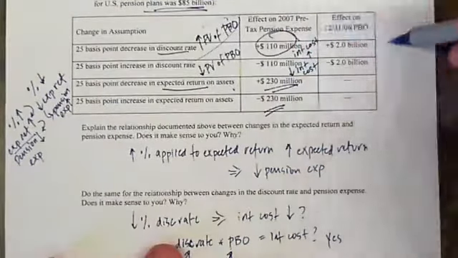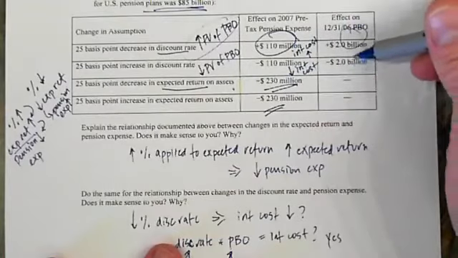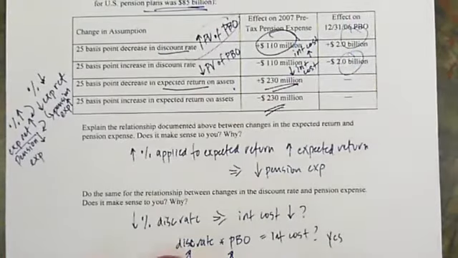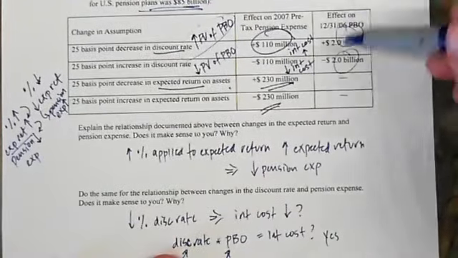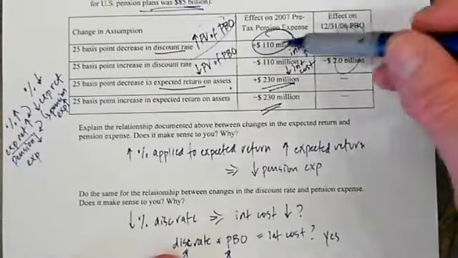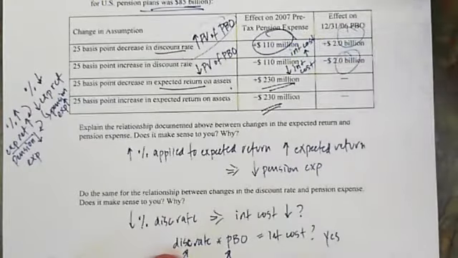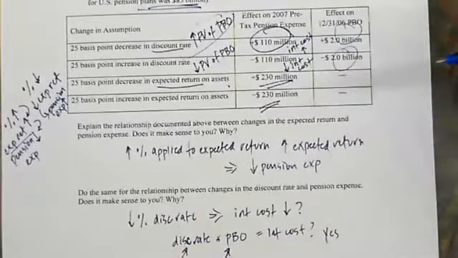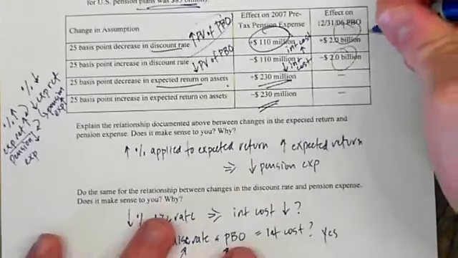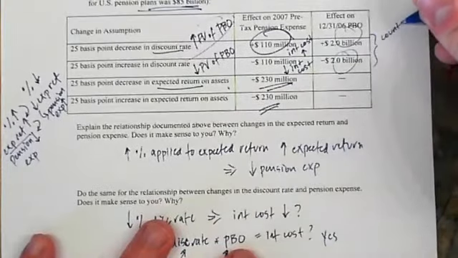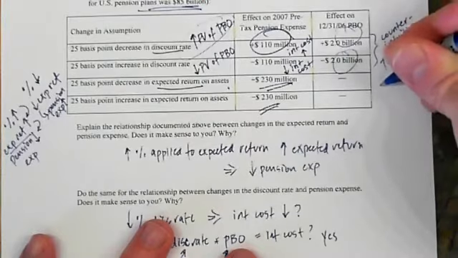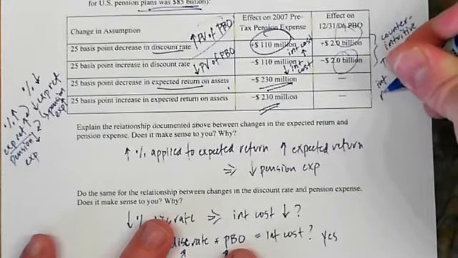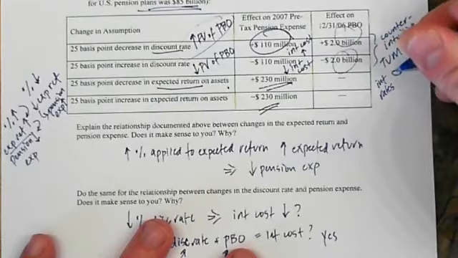Notice the difference here. $2 billion of an effect on the PBO. That means that 0.25% of a rate affected it by $2 billion, whereas it only affected the pension expense by 110. Okay. So a counterintuitive effect you really have to puzzle through, and the reason it makes sense in the end is because of the time value of money and the relationship between interest rates and present value.